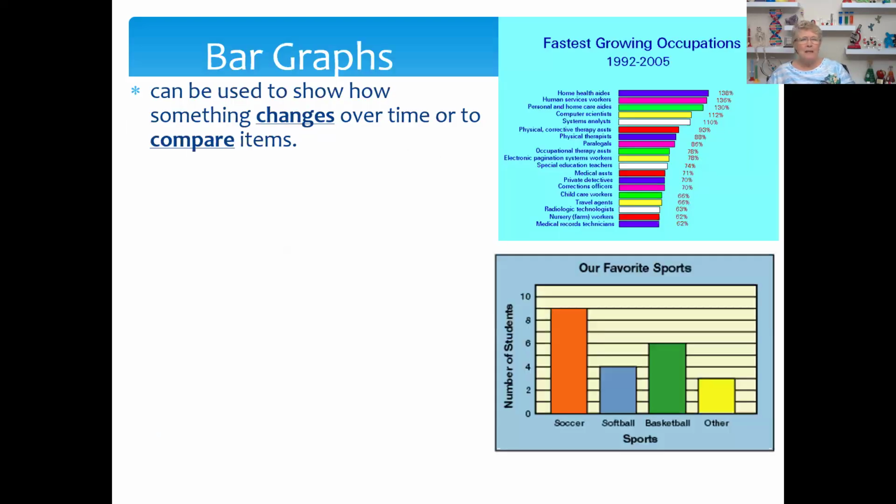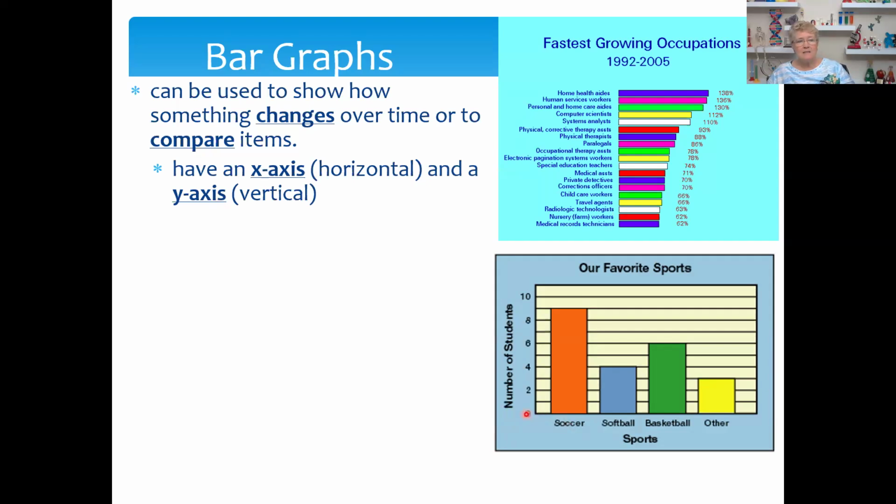All right, now probably the two most common kinds of graphs that we use in science are bar graphs and line graphs. So a bar graph is used to either show how something changes over time or to compare different items. Every graph, every bar graph, and also the line graphs, are going to have an x-axis and a y-axis.